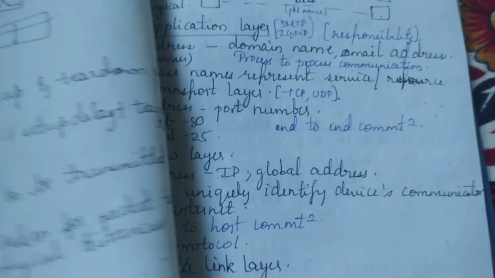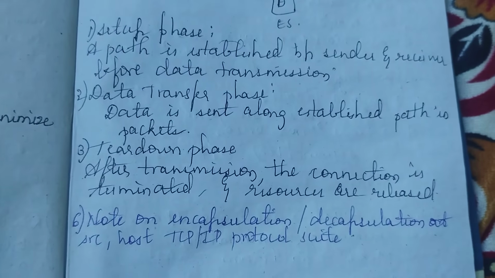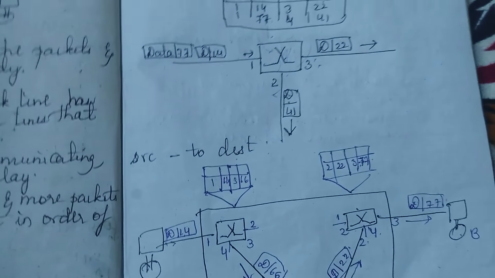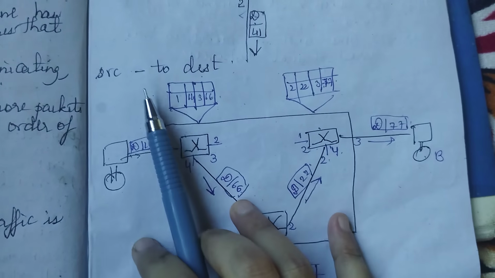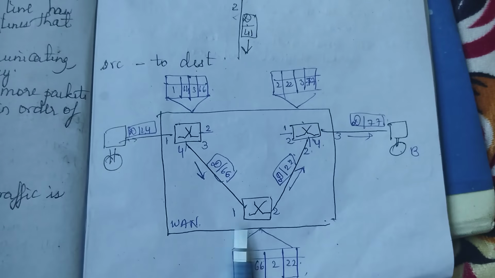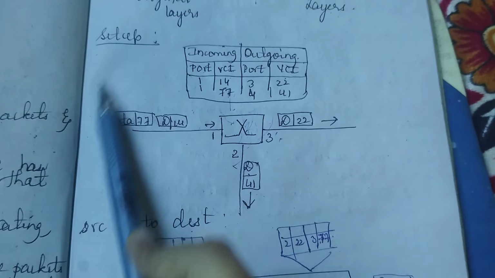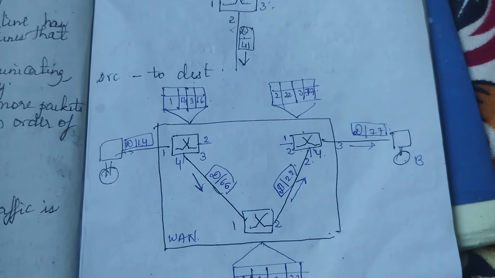Then comes the data transfer phase, where data is sent in one particular path that we are going to show, from source to destination. So now I'll consider a big one. Just like for one switch we had the table, similarly, for every switch we will have a table.